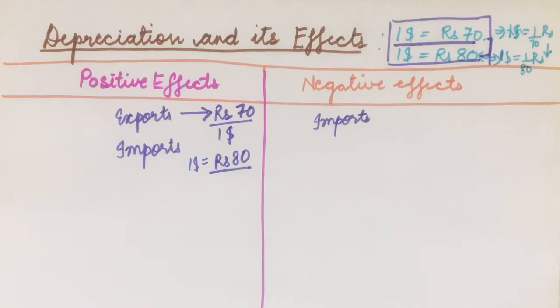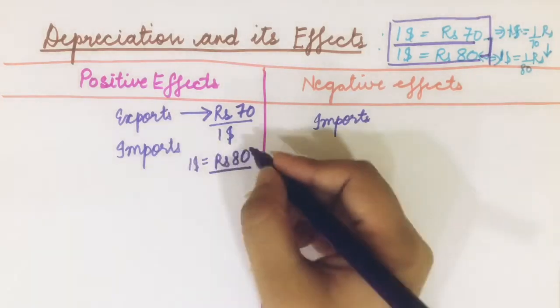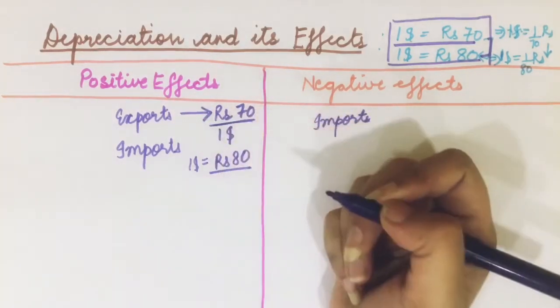So one of the rules to learn here is that anything which is denominated in foreign currency, the value of that thing would go up, and anything which is denominated in Indian rupees, the value of that thing would go down. Whenever we talk of depreciation, the first thing to talk about is exports and imports. So let's first understand how exports and imports would be affected, and whether that would be a negative or a positive effect. When we say exports, suppose you produce a good which is sold in the market at 70 rupees.